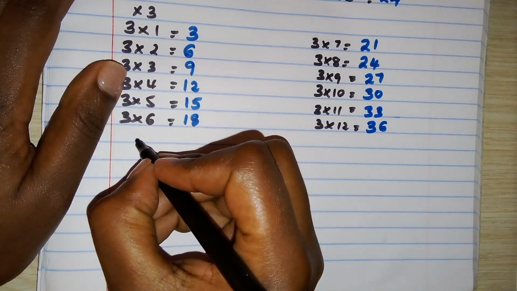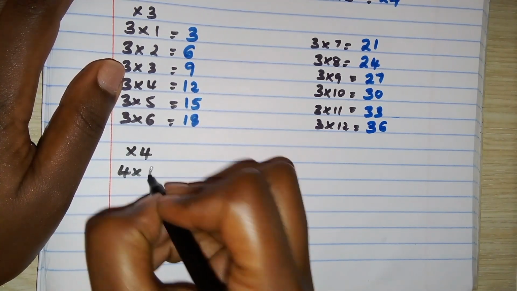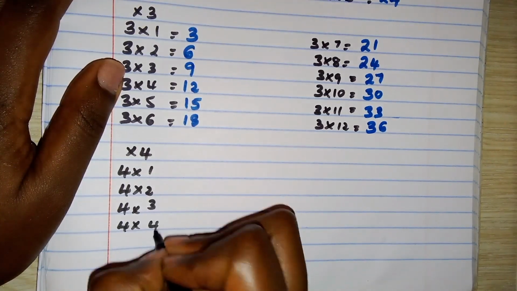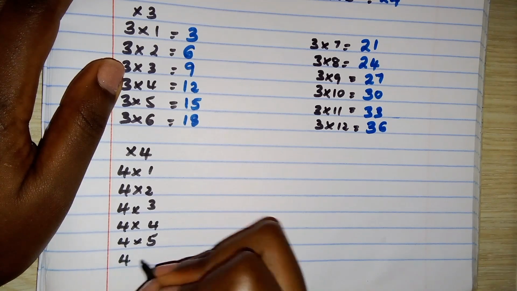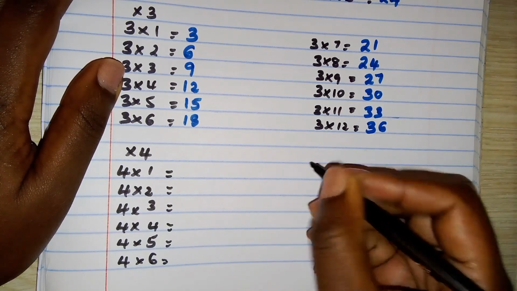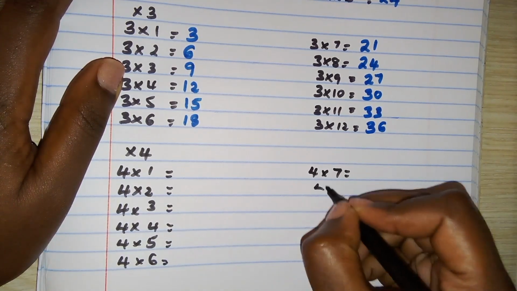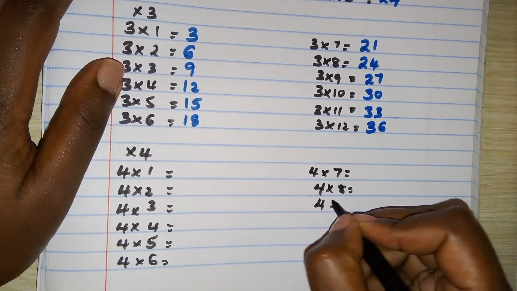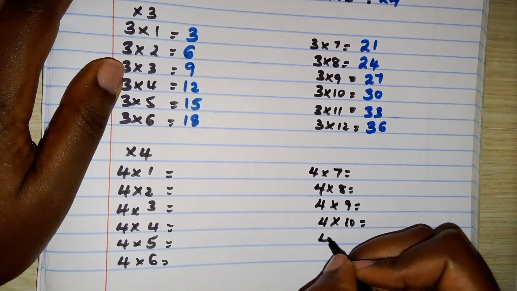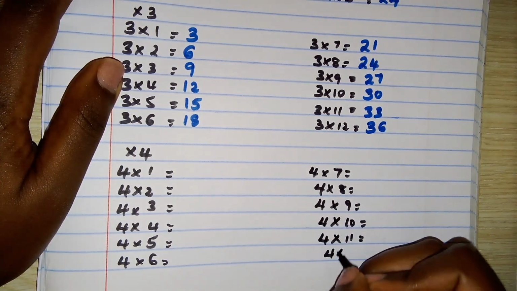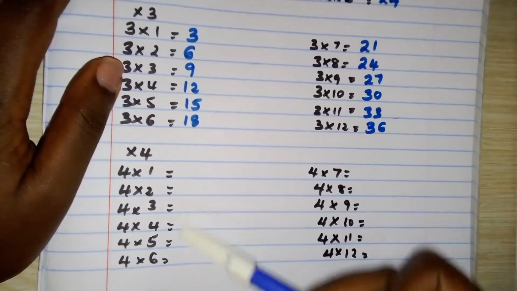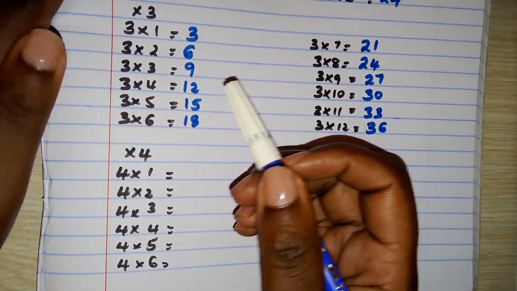So we go on to the 4 times table. 4 times 1, 4 times 2, 4 times 3, 4 times 4, 4 times 5, 4 times 6, 4 times 7, 4 times 8, 4 times 9, and then 4 times 10, 4 times 11, 4 times 12. On this side I'll show you one trick, and then the next side we'll do another method.